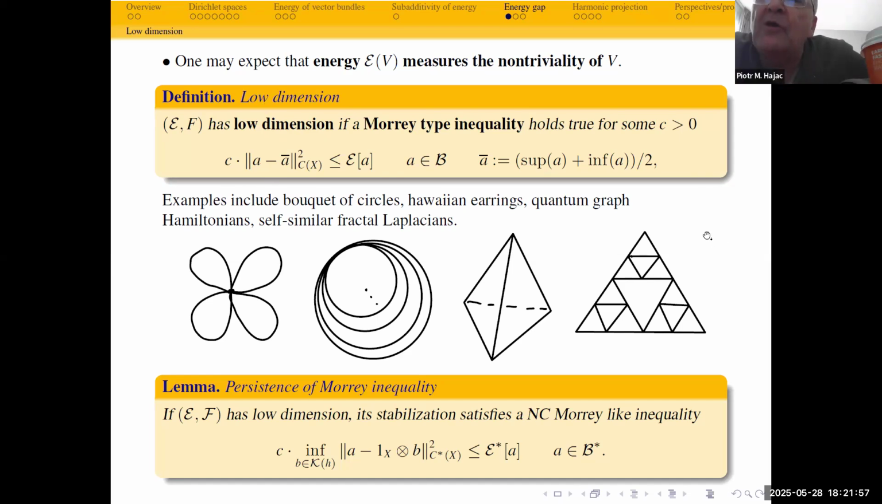Sorry, please correct me if I'm wrong. Did I understand you correctly that any dimensional Riemannian manifold is of low dimension? No, low dimensional Riemannian manifolds are just the one dimensional ones. Aha. This is true only in one dimension, only on the circle for Riemannian manifolds. But for other spaces, it can be true.